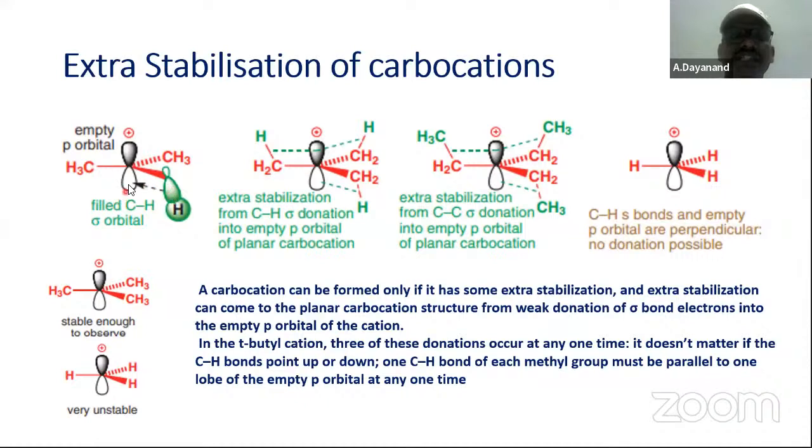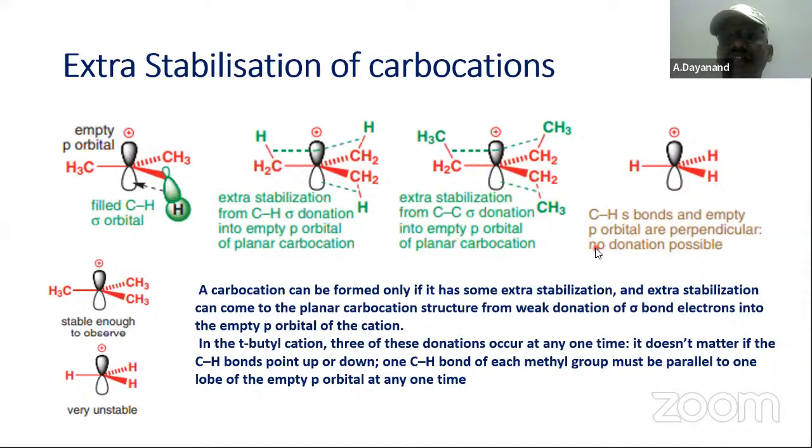Here we know the HOMO and LUMO concept. The LUMO of this one and the HOMO of this are going to interact. That is one factor. Weak donation of sigma bond electrons into the empty p orbital of the cation is one of the reasons for the extra stabilization. And another reason is the plus I effect of the alkyl groups. All these alkyl groups that are bonded have a plus inductive effect.